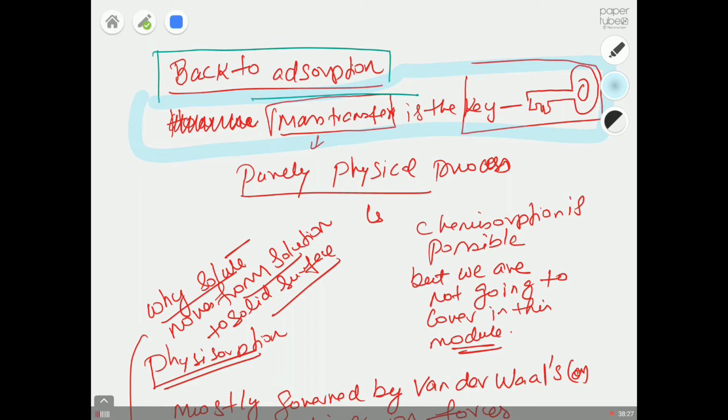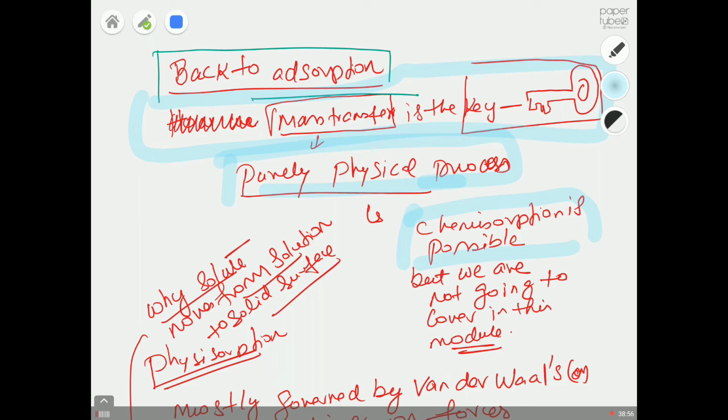Also, as a reminder, this is a purely physical process, which means there is no bond breakage. Obviously you can do adsorption with something we call chemisorption, where you might encounter some bond formation, but we are not going to cover this topic. In this particular module, we are learning adsorption.